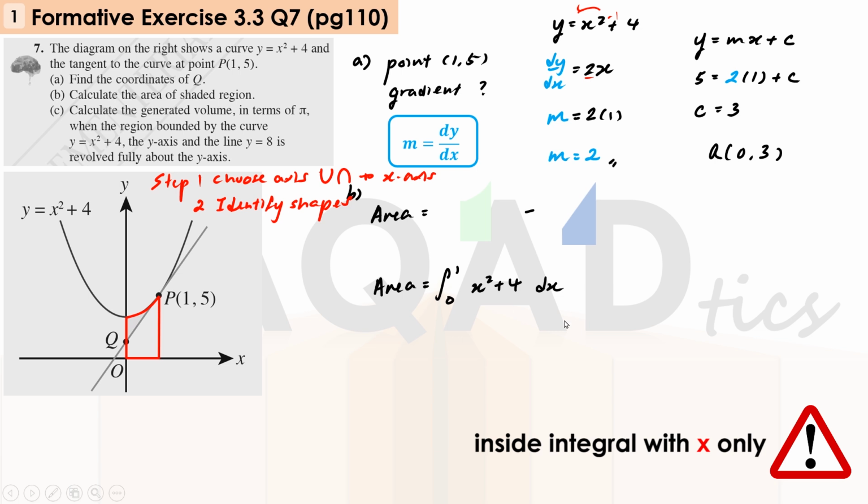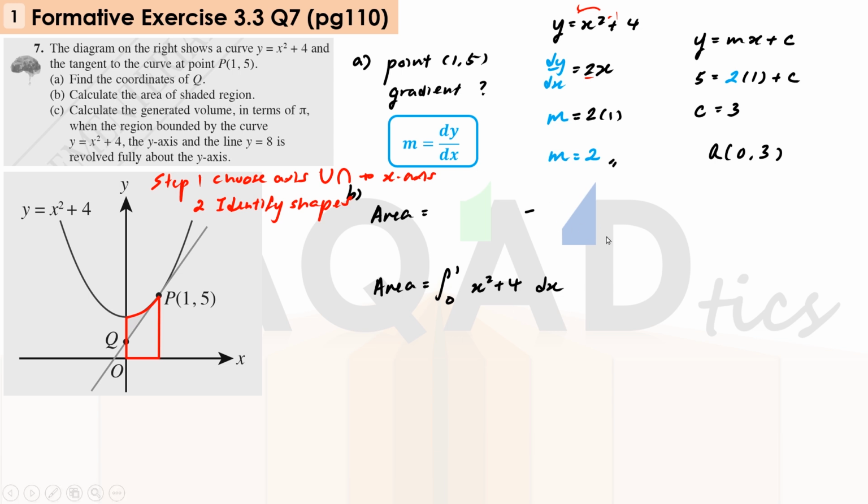x squared plus 4. And to find the area of the trapezium, it's 1 over 2 multiplied by the length of these two parts, the right side and the left side. The left side here, because for Q we know the y coordinate is 3, so the length here should be 3, and this one the length is 5 because the y coordinate here is 5. So add them together, then we need to multiply by the width, which is here. We already know this width is actually 1 because the x coordinate of P is 1.